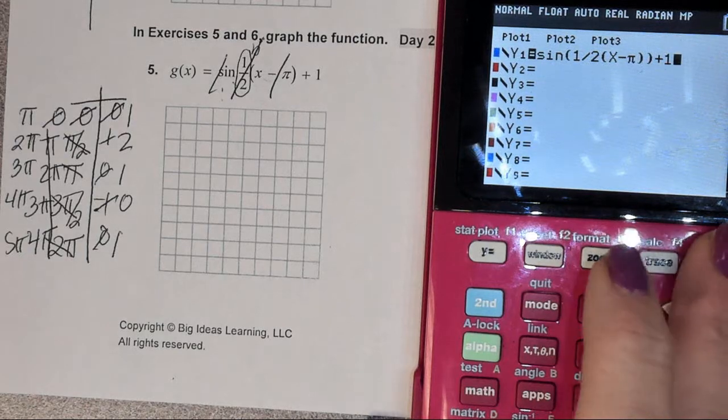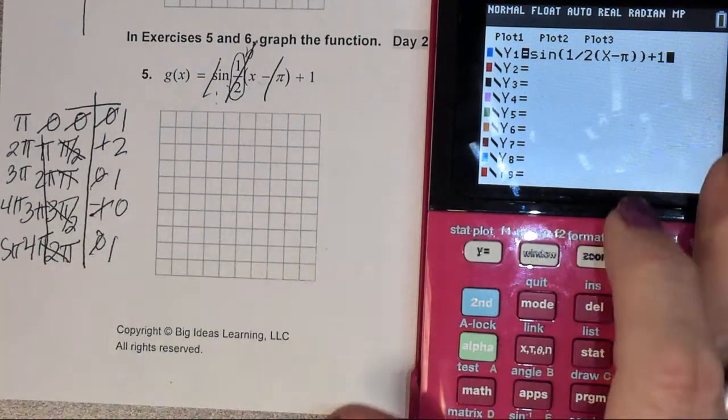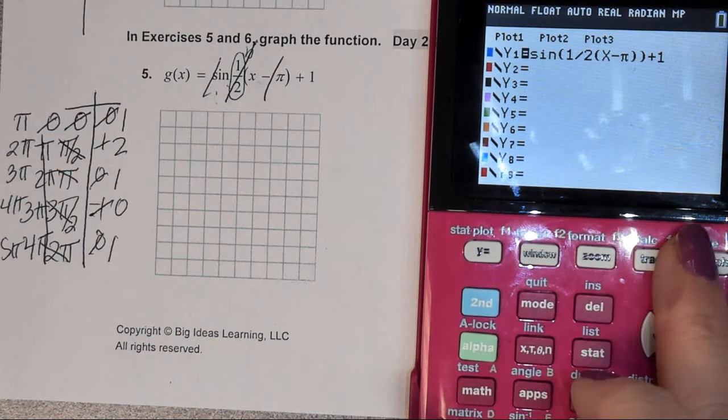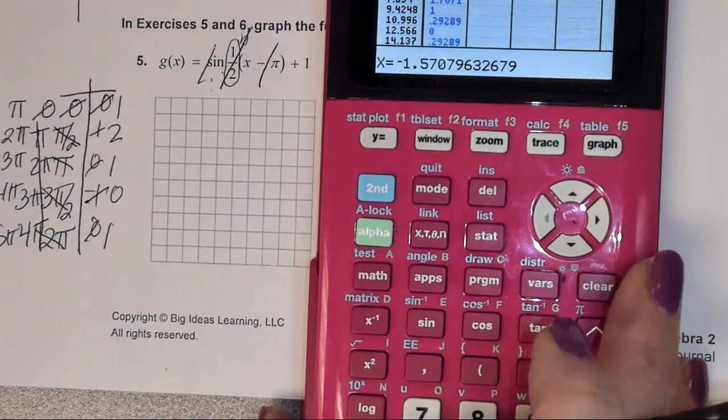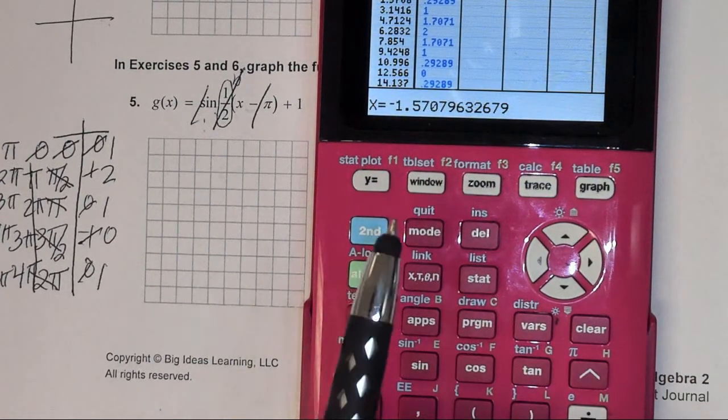Now, if I just go right now, I want to check this table. So I go to table. I hit second table. What? That's not what I expected to get, right? But that's because my table isn't set up right. Where do you see the table set up?